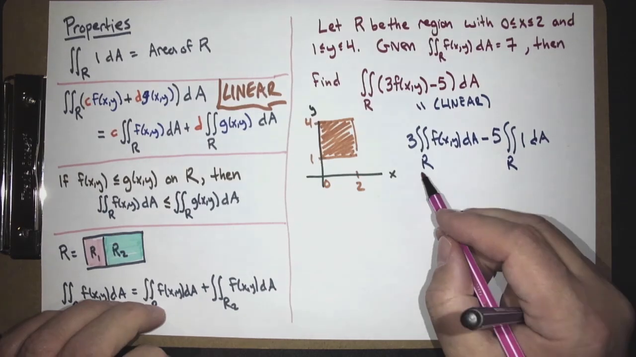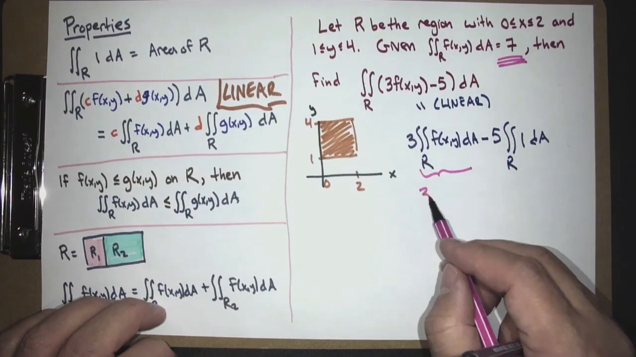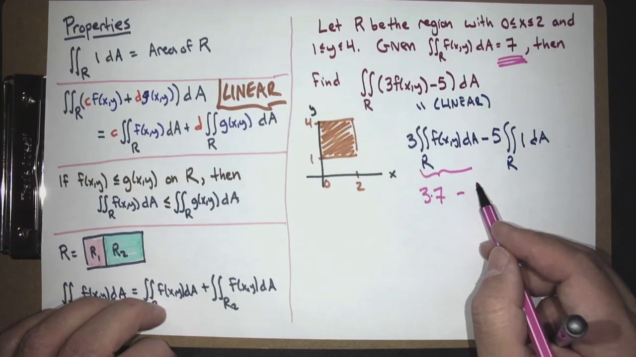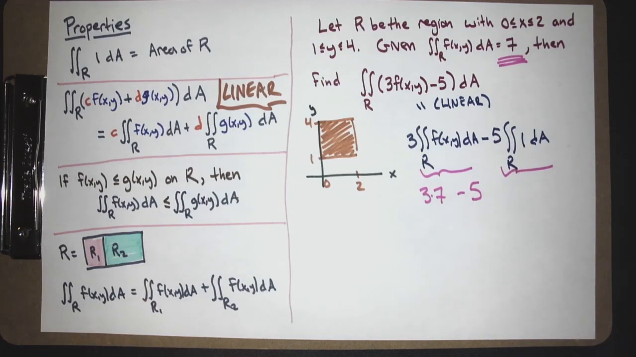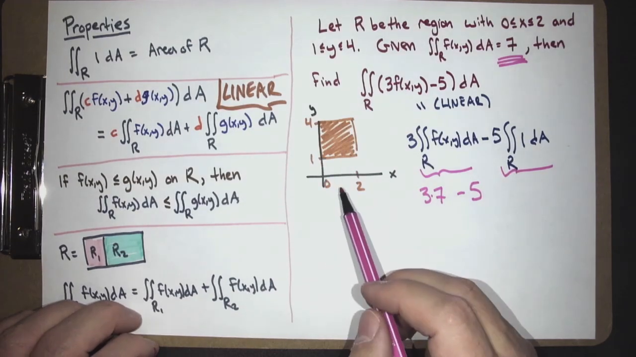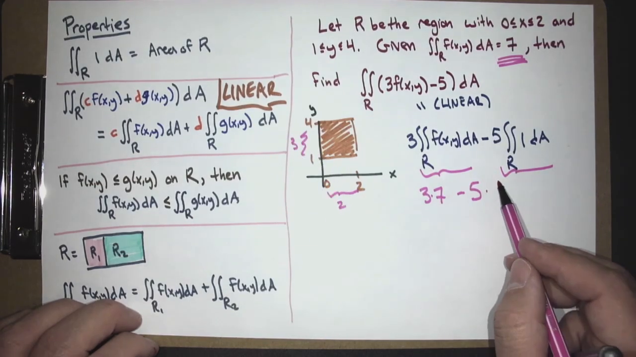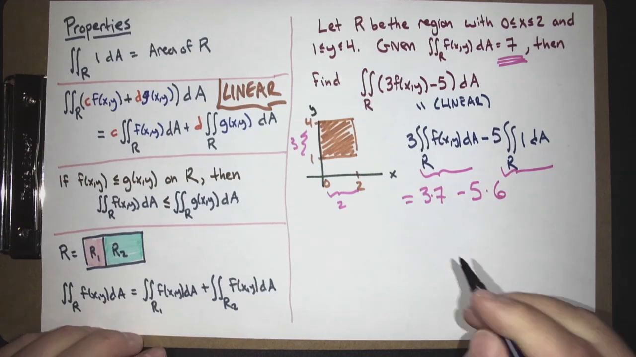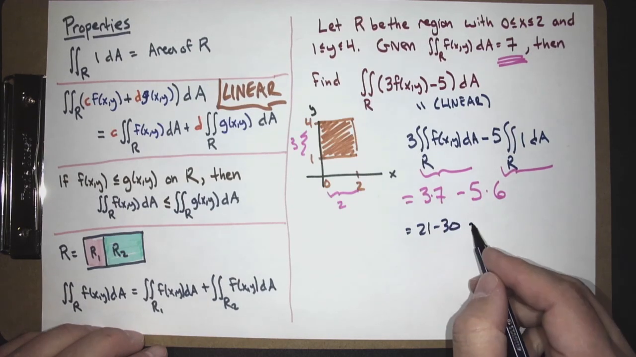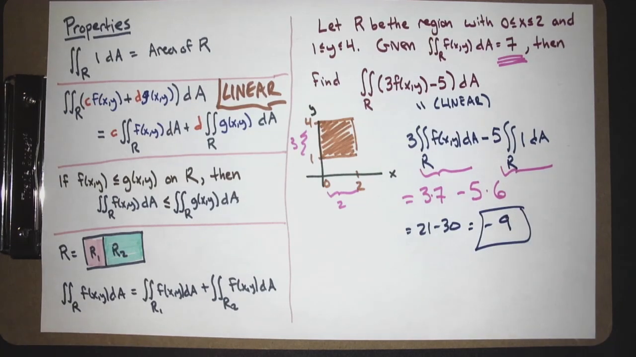Well, do we know this first one? Okay, yeah, they told us. So it's 3 times 7 minus 5. Do we know this one? What is it? It's the area. So how much area is there here? It's a 2 by 3 rectangle, so the area is 6. So we get 21 minus 30, which is negative 9.